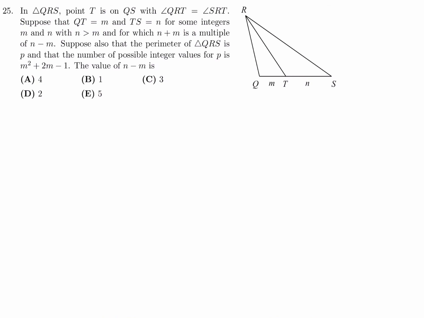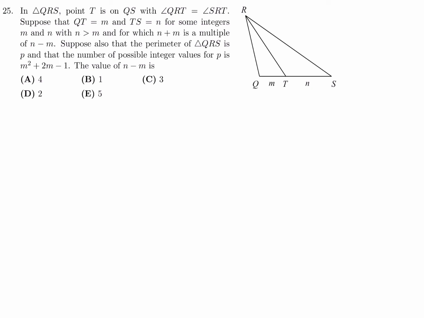In triangle QRS, point T is on QS with angle QRT equal to angle SRT. Suppose that QT is M, TS is N for some integers M and N with N greater than M, for which N plus M is a multiple of N minus M.